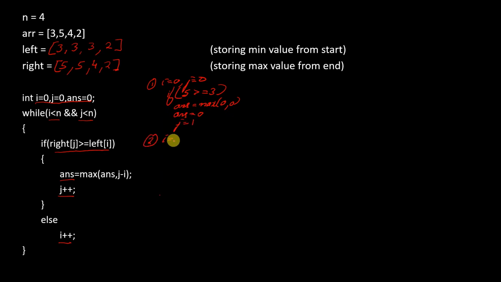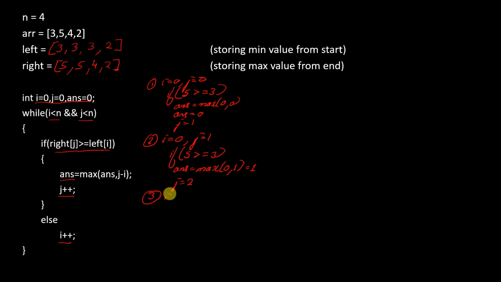Let's see again. i is equal to 0 and j is equal to 1 here. Now we will check the condition: if right of j, that is right of 1, which is 5, is greater than or equal to left of 0, that is 3. This condition is true, so the answer will become the max of the previous answer and j minus i, that is 1, which is equal to 1. So we will update j again. j will become equal to 2.